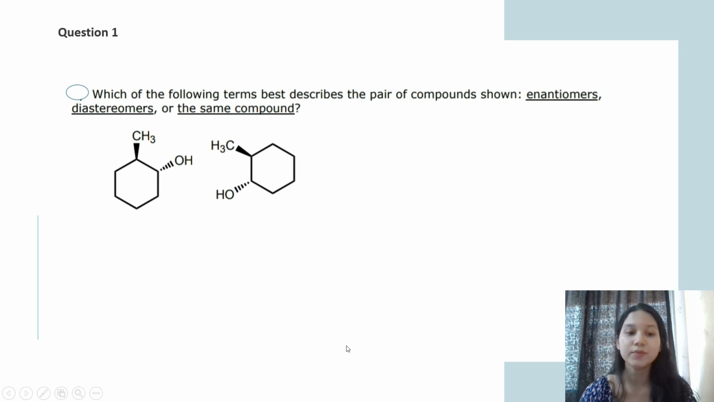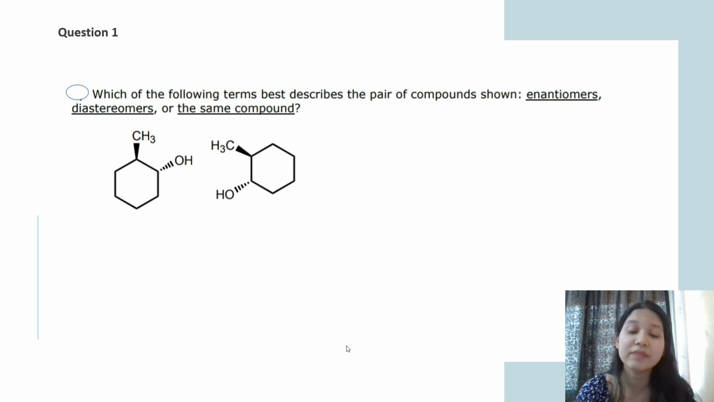So let us start with the first question of this tutorial. Which of the following terms best describes the pair of compounds shown? Enantiomers, diastereomers, or the same compound? So we are given a set of compounds. These are basically disubstituted cyclohexane molecules. So you have to identify and term the pair of compounds as enantiomers or diastereomers or the same compound.